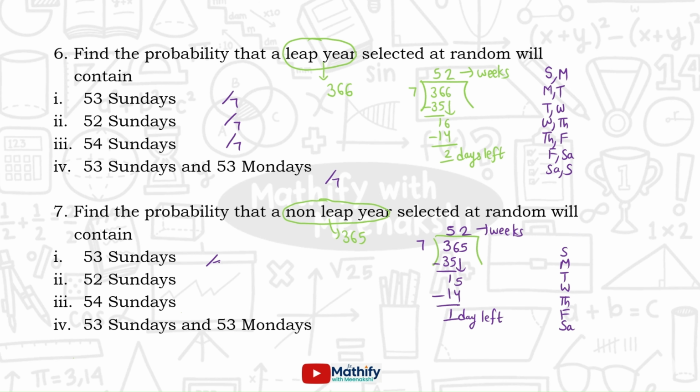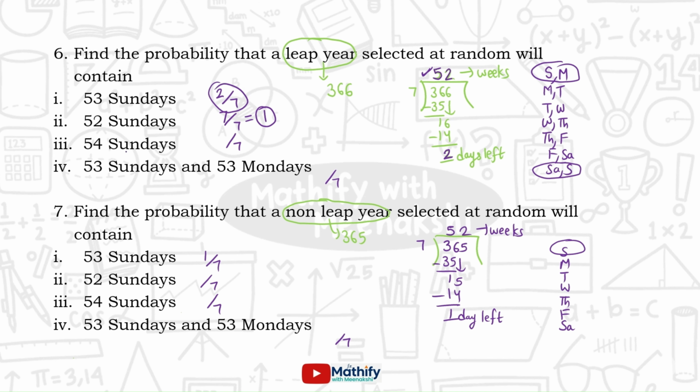We have to see for favorable now. Okay, first case, 53 Sundays. That means 2 days left. Out of those 2 days, 1 day is Sunday because we have 52 weeks complete. We can select this one and this one, so 2 by 7. And what about here? 1 day is Sunday, only one, this one. So 1 by 7. 52 Sundays. That's a sure event because we have 52 complete weeks. 7 by 7, 1.